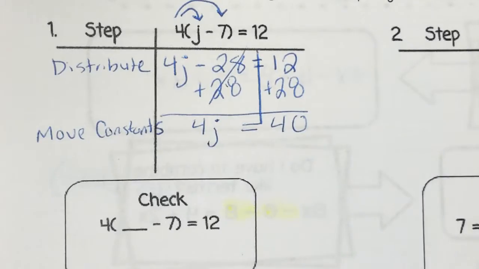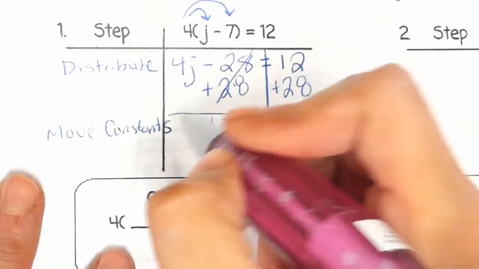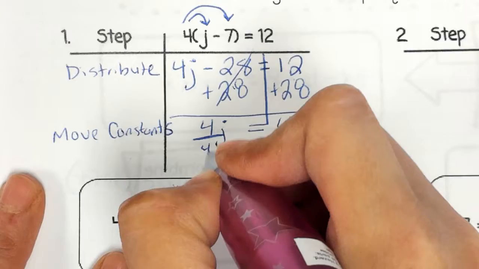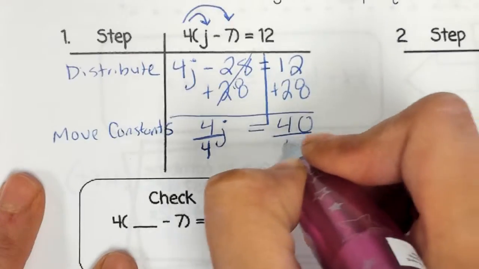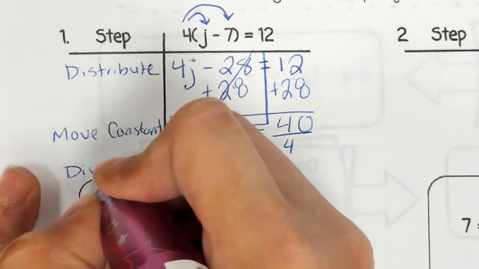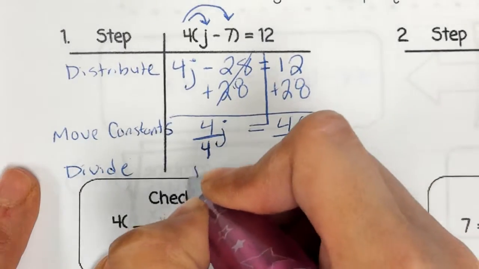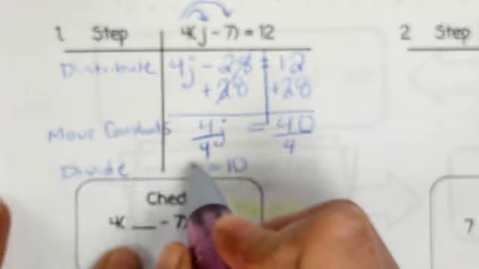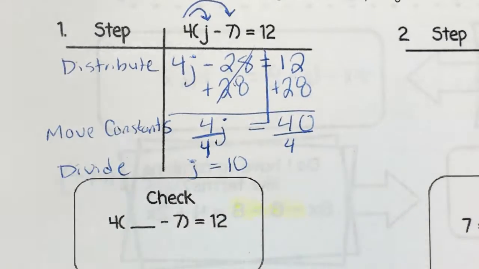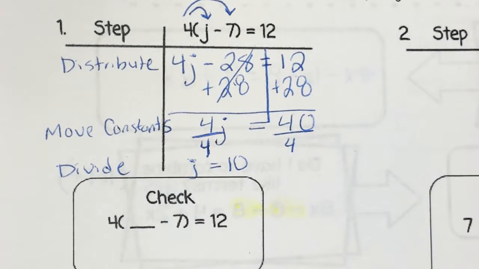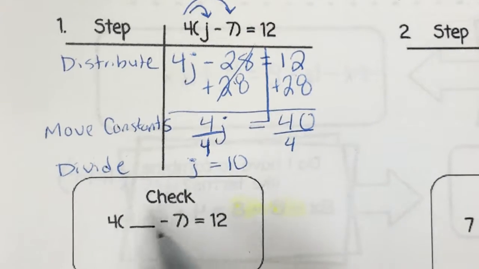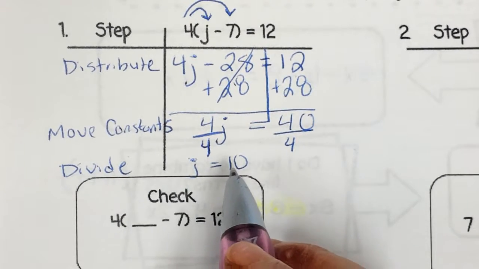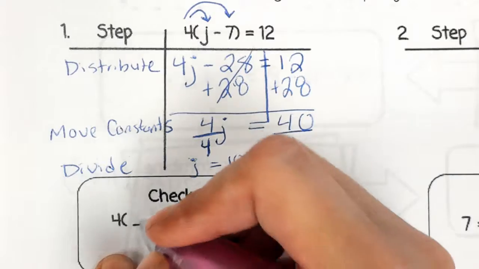Okay, and the last step, what do I have to do? Divide by 4. Yep. So j is equal to 10. And I guess if I had an extra sheet of paper on the foldable, I would have said check. But to check it, remember you just take what you got and plug it in the place of j.